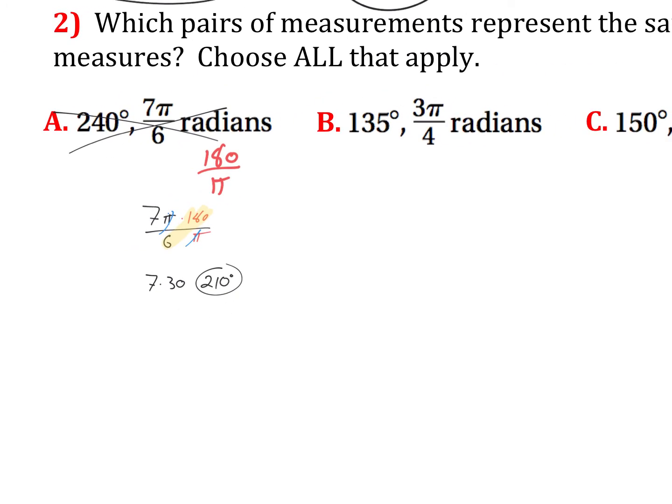Part B is going to be the same exact thing. We have 3 pi over 4. Let's convert that into degrees because we're comfortable with degrees for right now. Pi's will cancel. 180 over 4 is 45. So now this becomes 3 times 45, which is 135, so that works out.